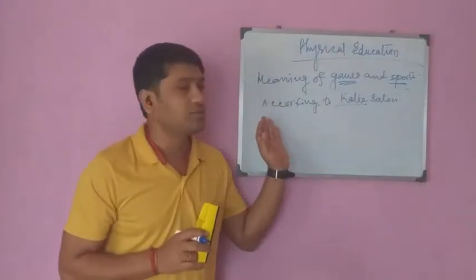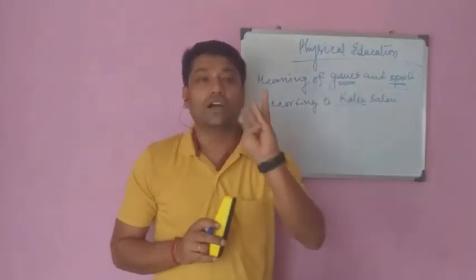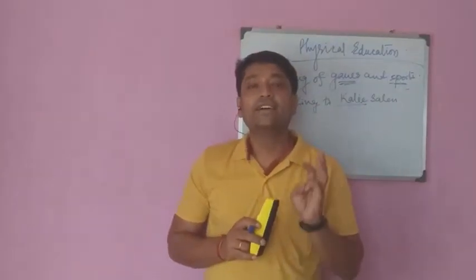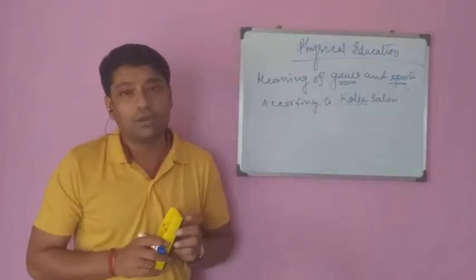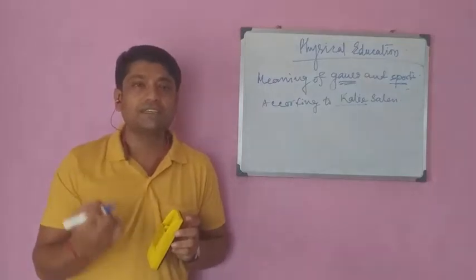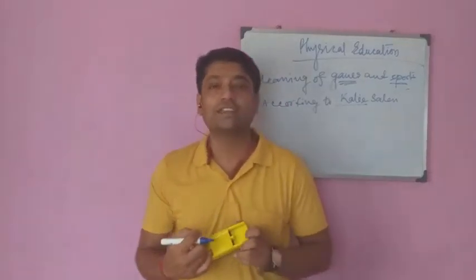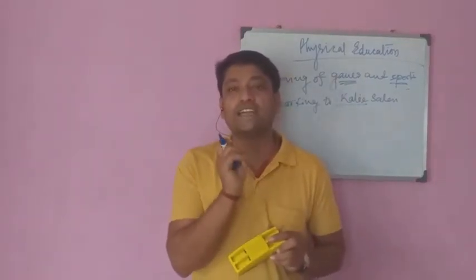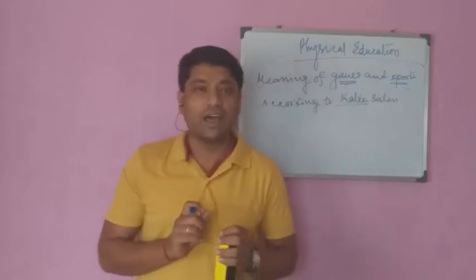Again, listen to what I told you. According to Katie Salen and Eric Zimmerman, a game is a system in which players engage in an artificial conflict defined by rules that result in a quantifiable outcome.